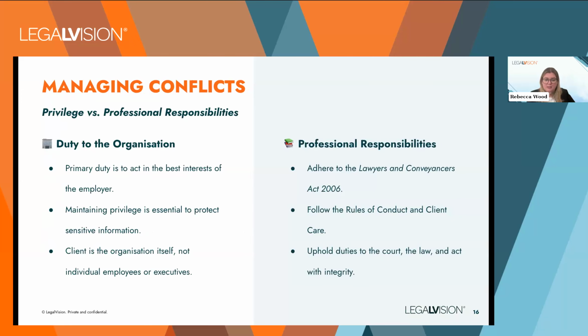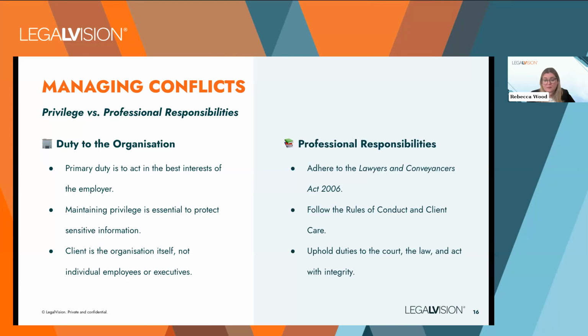So let's talk about some of the challenges of navigating conflicts between your professional responsibilities and your obligations as lawyers. As we've said, you've got dual roles, and in-house lawyers have various professional duties that make it a little bit more challenging to navigate and make decisions about how you should proceed. So firstly, on one hand, we've got the duty to the organization. So it's your employer, and ultimately it's also your client.